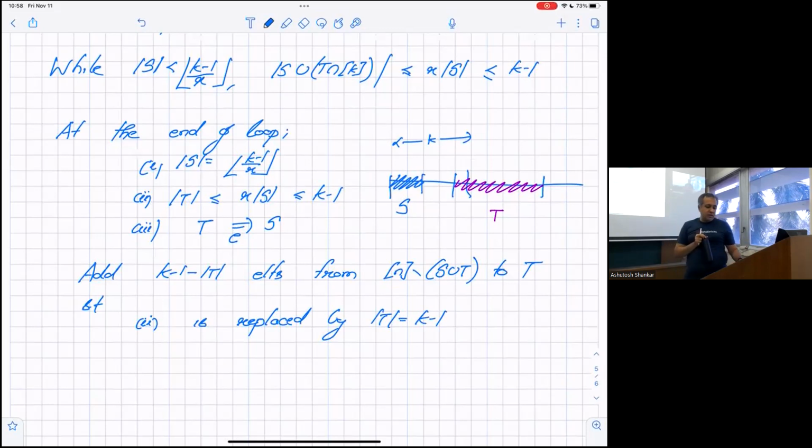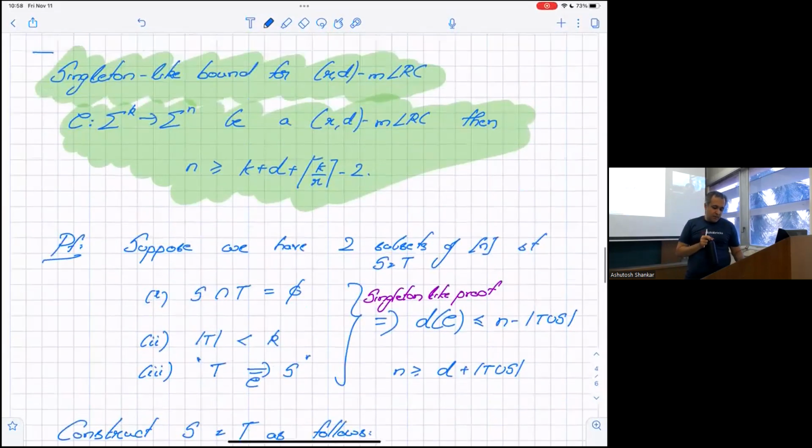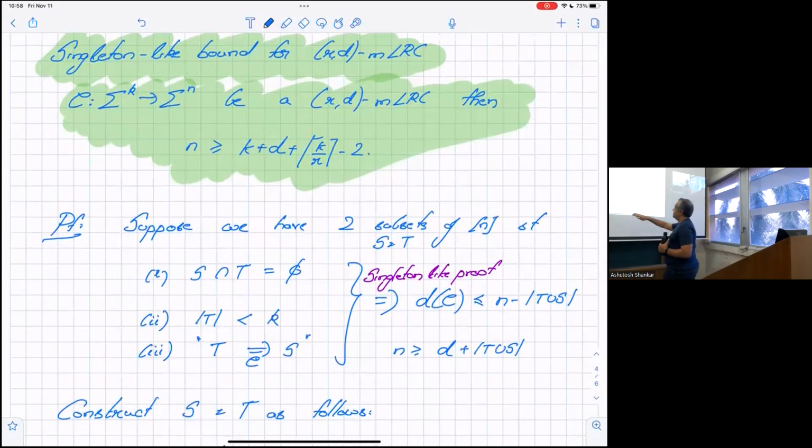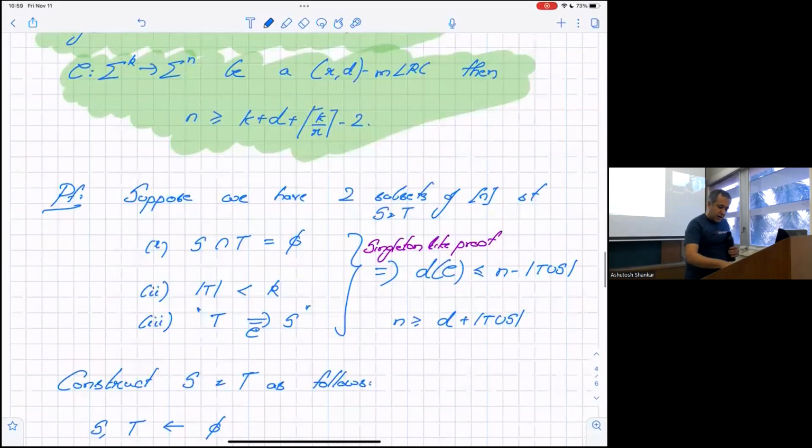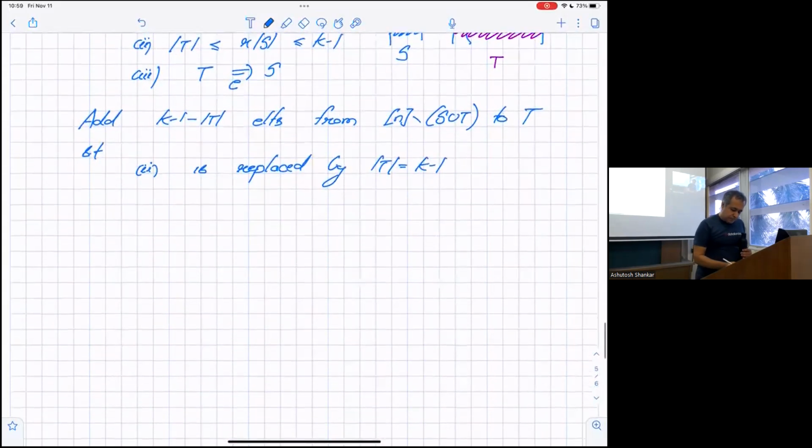Now I want to claim that T and S have this property: S intersection T is empty, T is all the way up to K minus 1, and T implies S. Therefore, you are going to get that T complement is less than this. In particular, you are going to get that by a singleton bound like argument.